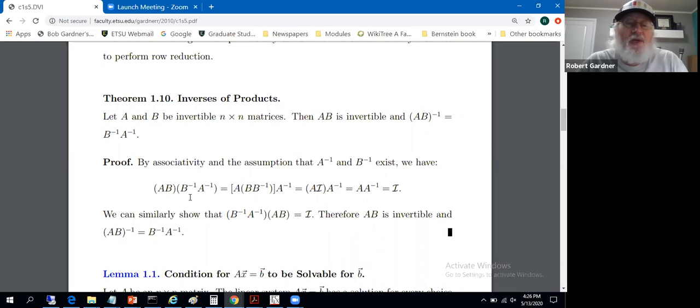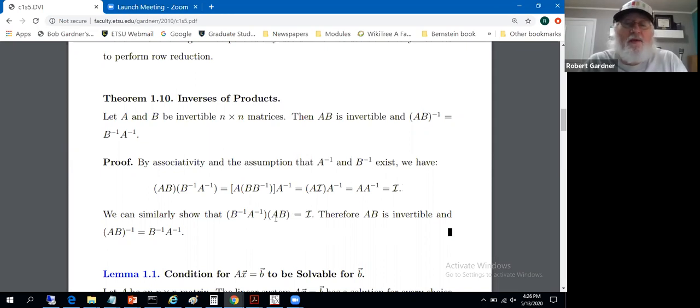At this stage, we need to check the opposite order. We've taken AB times B inverse A inverse. We also need to confirm, if we look back at the definition, that B inverse times A inverse times AB, swapping the orders on these two, also gives the identity. Of course you do. It's similar. You'll associate the A and the A inverse first, get an identity in the middle, then B and B inverse will multiply to get the identity. So it's quite similar to this.